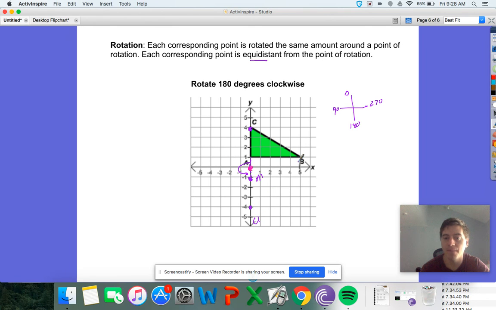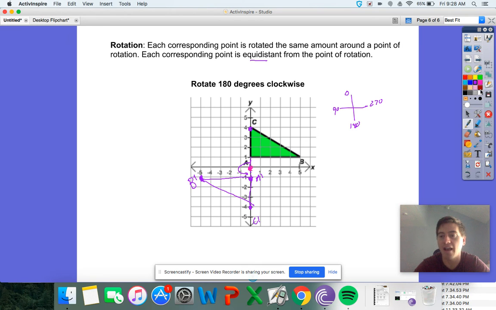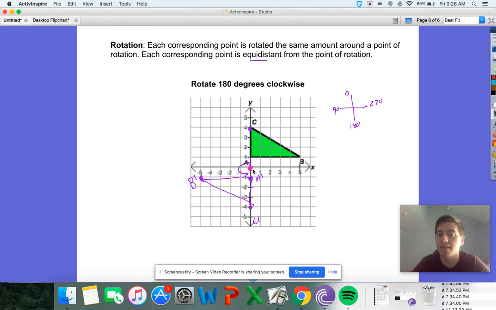And B is going to kind of follow along. It's going to be over here. It's 5 away, so it's down here like this. B prime. So little rotation around the origin, 180 degrees. That is a half turn all the way rotating around this point. If it's around a point that's not on the object or anything, we've got to be sure that the distances remain the same.